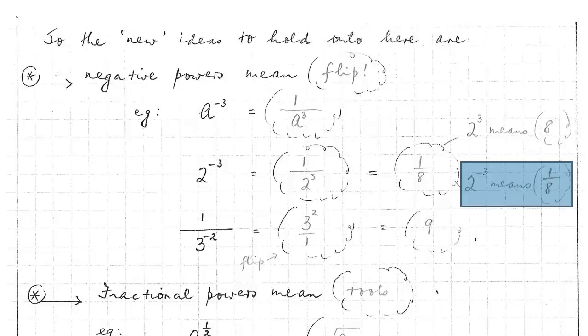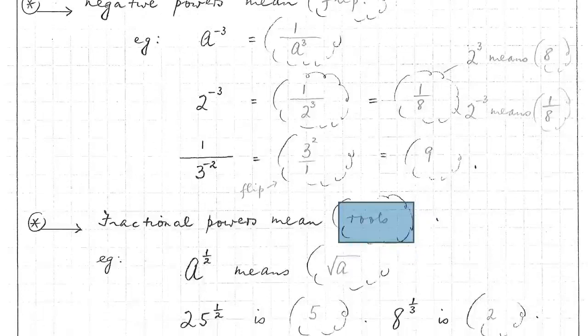Right, remember, fractional powers mean roots. So a to the power half, to revise again, means the square root of a. 25 to the power half means the square root of 25, and that's 5. That goes in the cloud. 8 to the power third means the cube root of 8. What times itself 3 times gives you 8. It must be 2. 2 times 2 times 2 gives you 8. So that's the cube root of 8.